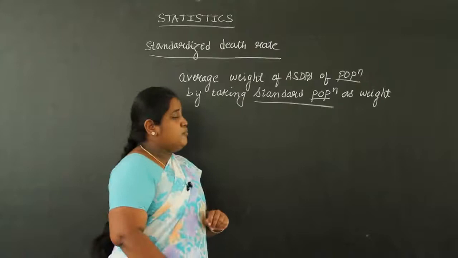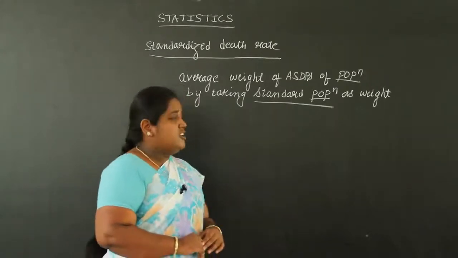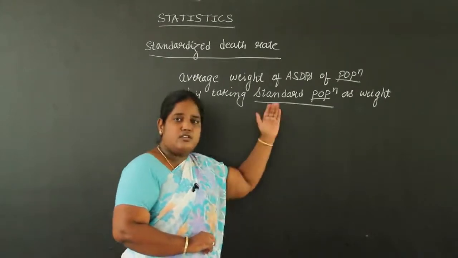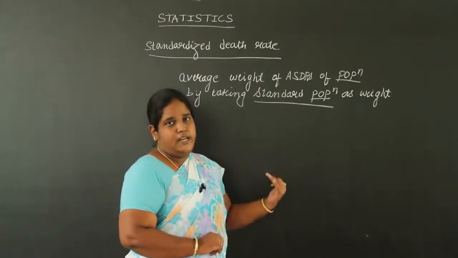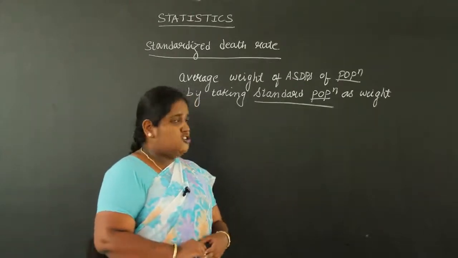Here the standard population can be one of the given populations or it can be some other population, but the age structure of the standard population and the other population for which you are finding out should be the same.